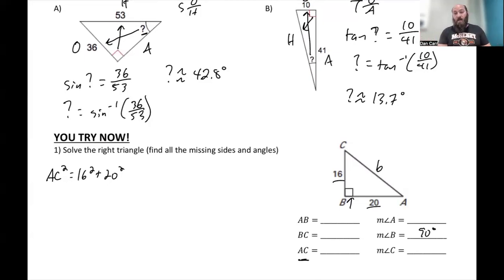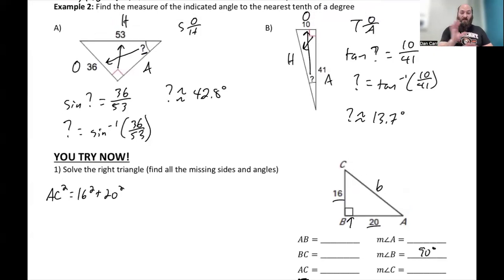So that's it for today. Again, to find our angles, we're using inverse sine. We're doing the same kind of setups, the same steps that we did before, but now we just need to make sure that our calculator is doing inverse and not the regular trig.